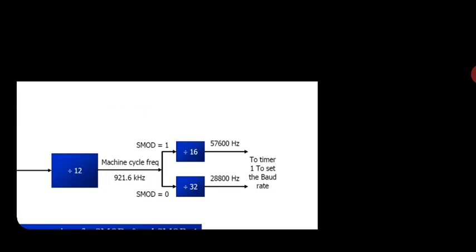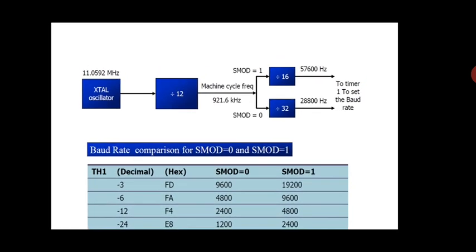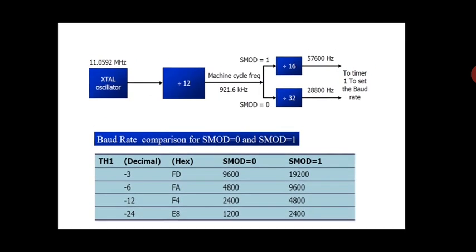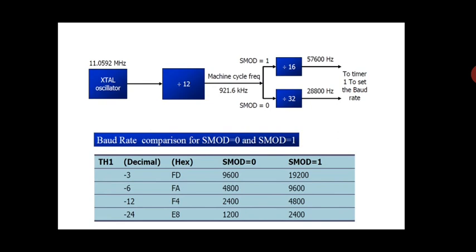Look at the diagram to see how it works. Usually your crystal oscillator is 11.0592 megahertz, as we use most of the time. For the timer it is divided by 12, so 1/12 of the frequency is available. Why 12? Because one machine cycle is 12 clocks. After dividing the crystal frequency you get 921.6 kilohertz.